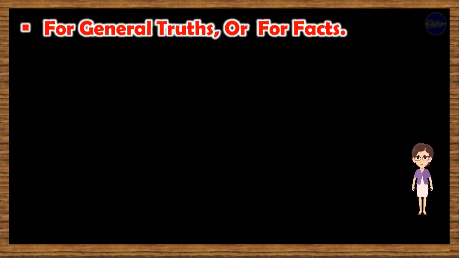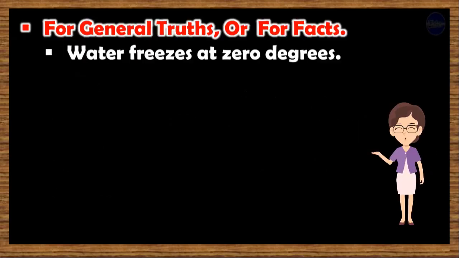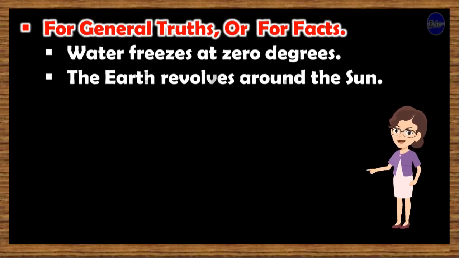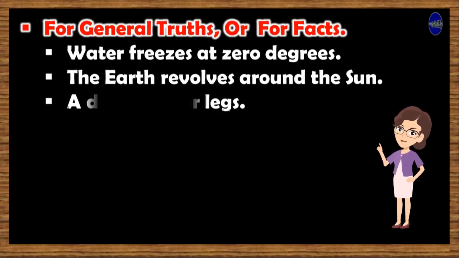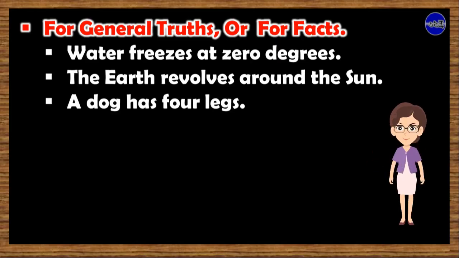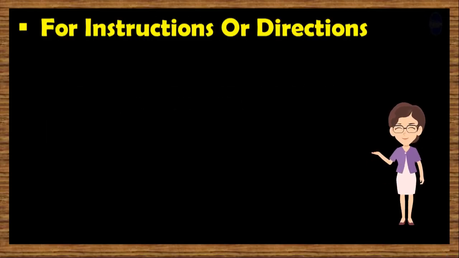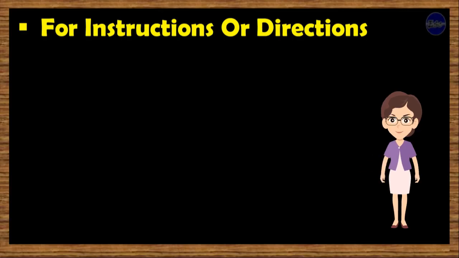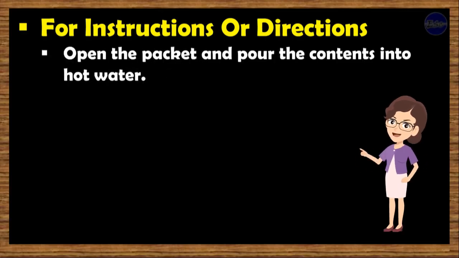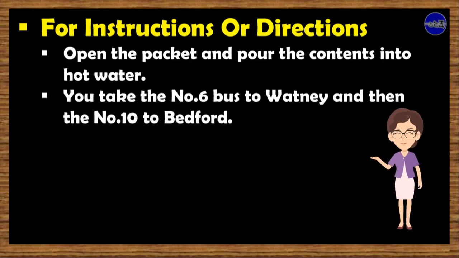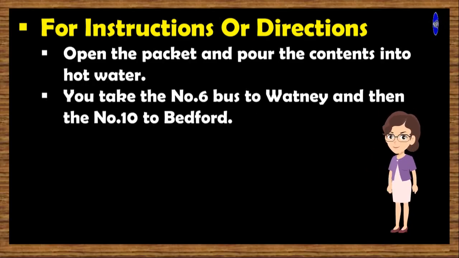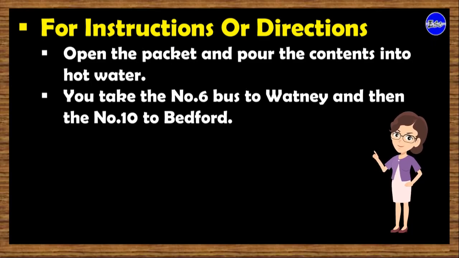For general truths or facts: Water freezes at 0 degrees. The earth revolves around the sun. A dog has 4 legs. A week is 7 days. For instructions or directions: Open the packet and pour the contents into hot water. You take the number 6 bus to Watney and then the number 10 to Bedford.